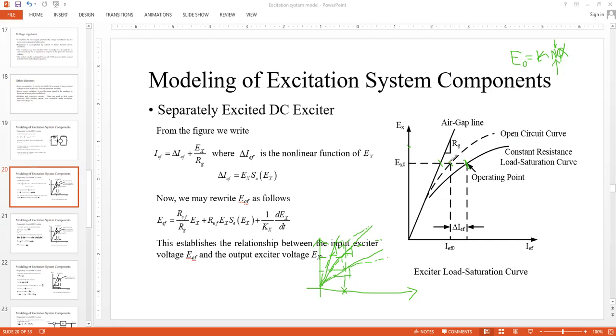I mean, if I say this is EX0 corresponding to IEF0, then I say this is EX corresponding to IEF. IEF and IEF0 are different, that's fine. But you see, EX and EX0, they are not different. They're the same thing, isn't it? Yes, so they are same. So it is not a straightforward explanation over here.